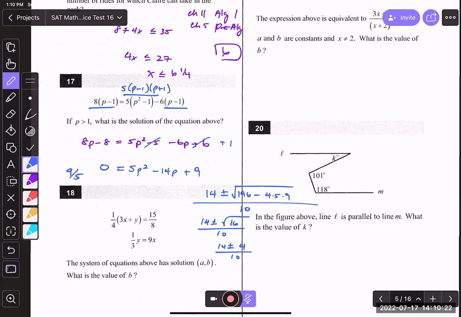Yeah. The p minus 1, right? Yeah. So if I divide through by p minus 1, I get 8 equals 5 times p plus 1 minus 6. 14 equals 5p plus 5. 5p equals 9. That's a lot easier to get to 9 over 5. Would you agree? Yeah. So this is a much quicker way of doing it. But being able to do this means that you need to recognize right away that this is the same thing as this, and that you can divide through by p minus 1.